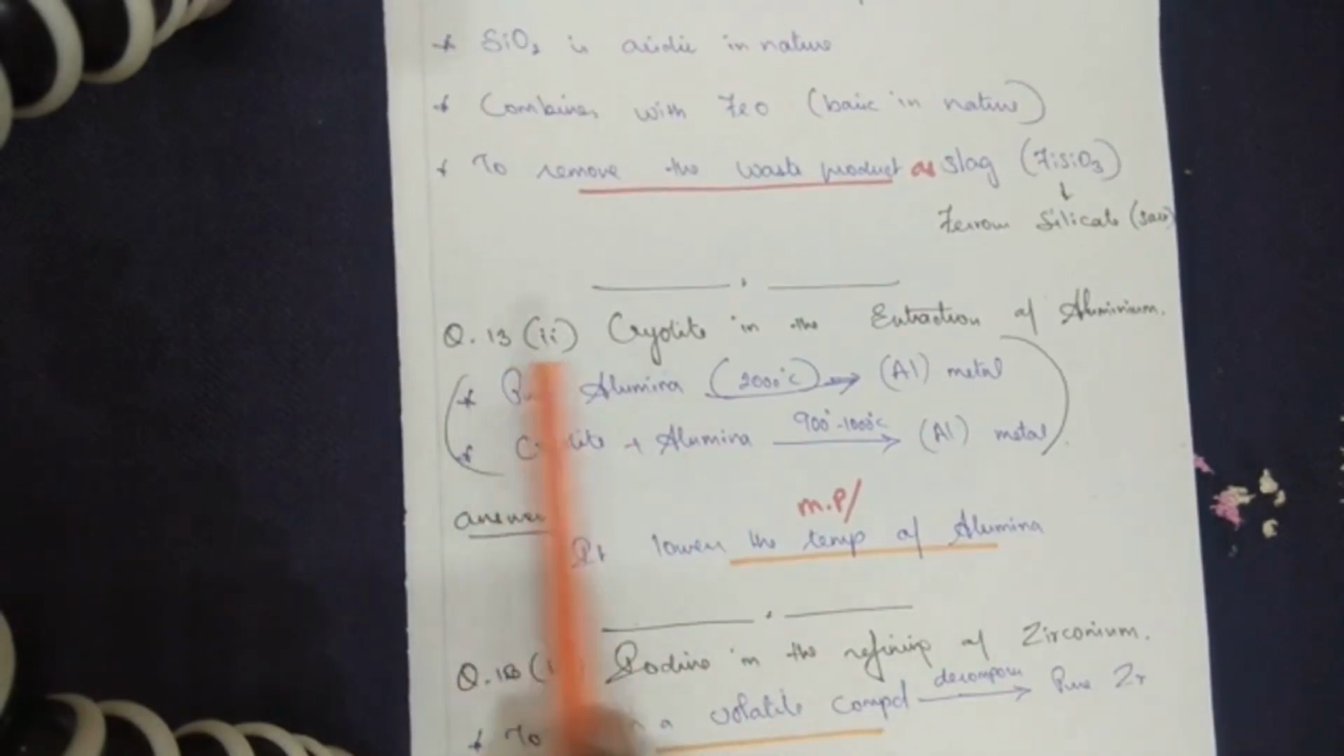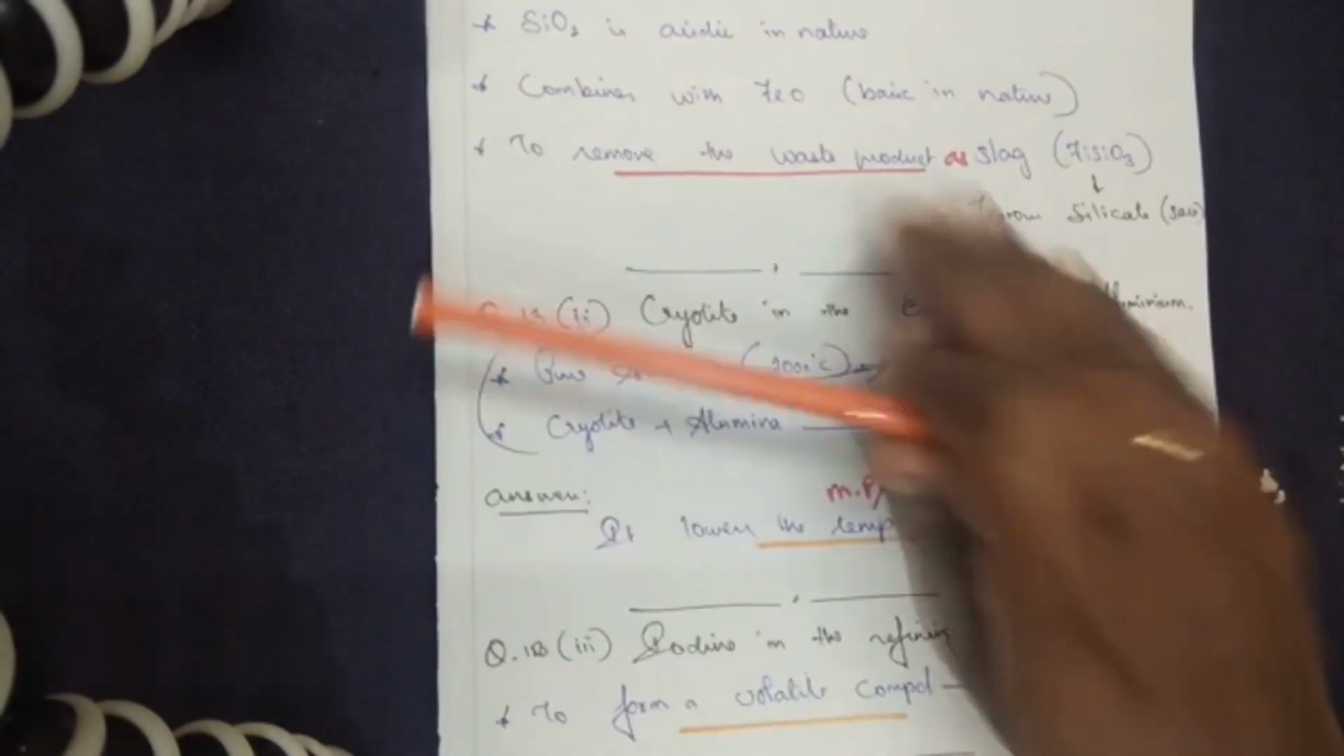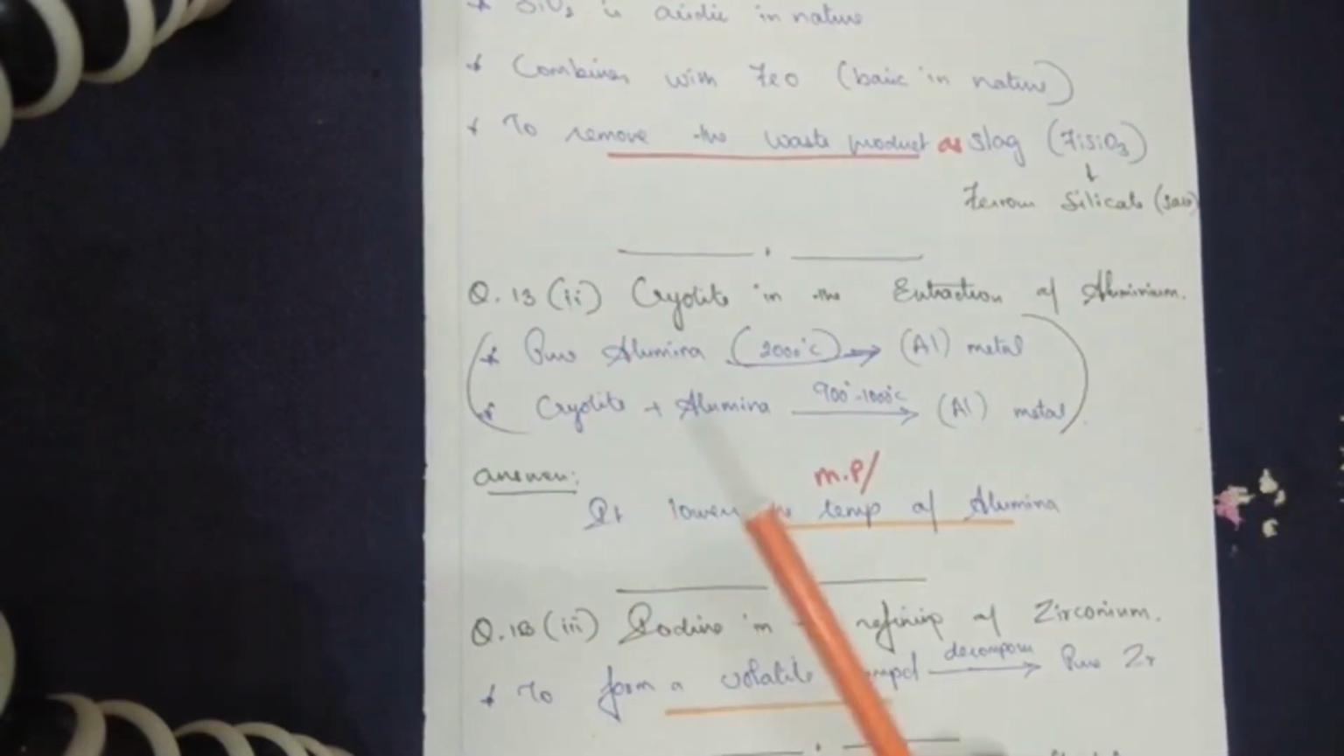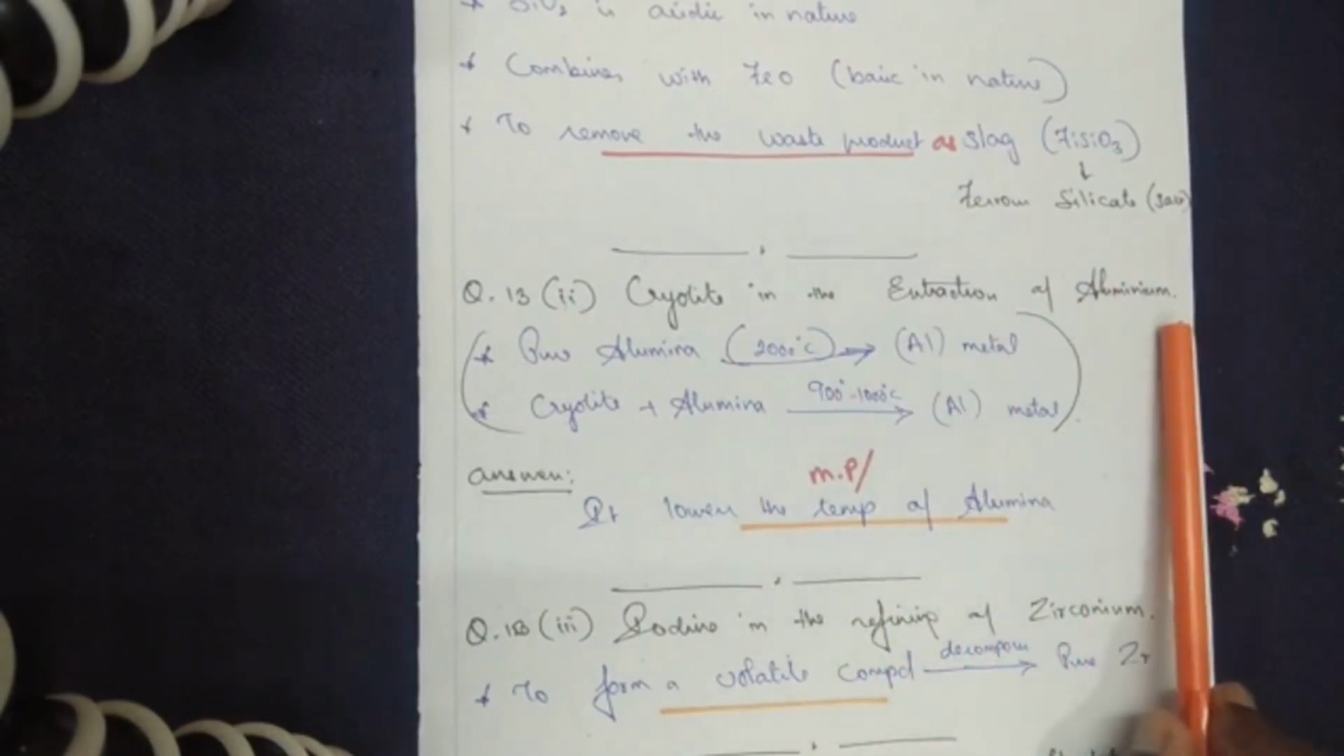Now that was the first question under question number 13. Now under 13, question number 2: cryolite in the extraction of aluminium.